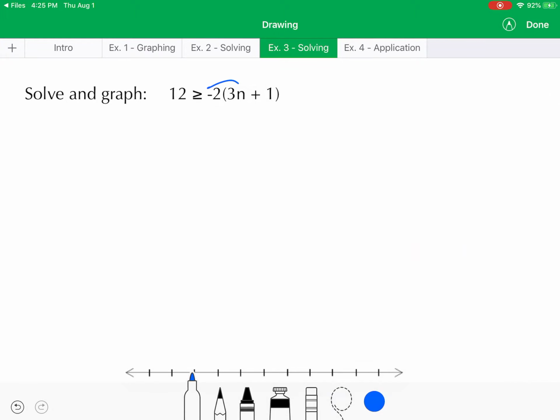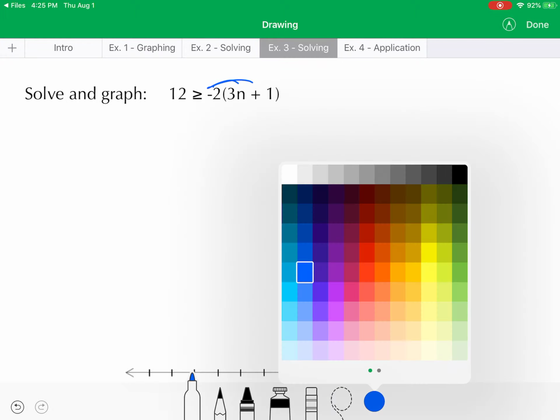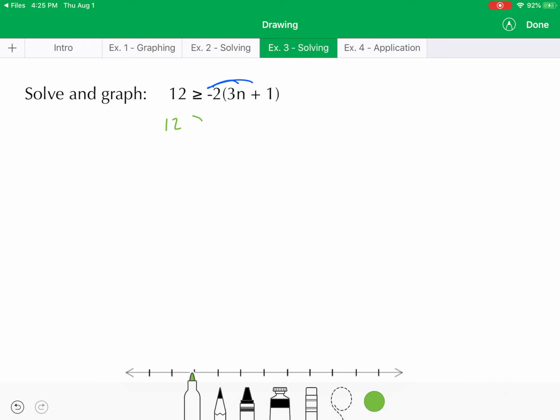I want to begin by distributing that -2. Or you could divide it out. It's up to you. 12 is greater than or equal to -6n minus 2. I'll add 2 to both sides. 10 is greater than or equal to -6n.